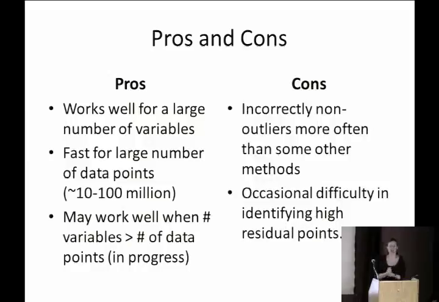Cons is that it does tend to flag non-outlying points as outliers more often than traditional methods. The plus side is that it doesn't flag very many. It usually flags less than 1% of the data points that are available as being outlying. And it does a much better job of actually picking up on any outliers. The other ones don't flag non-outlying points very often, but they also don't pick up on the outliers themselves very often. You also can have occasional difficulty with high residual points. Those are the ones that are pretty normal in the predictor variables, but are not common along the regression line.